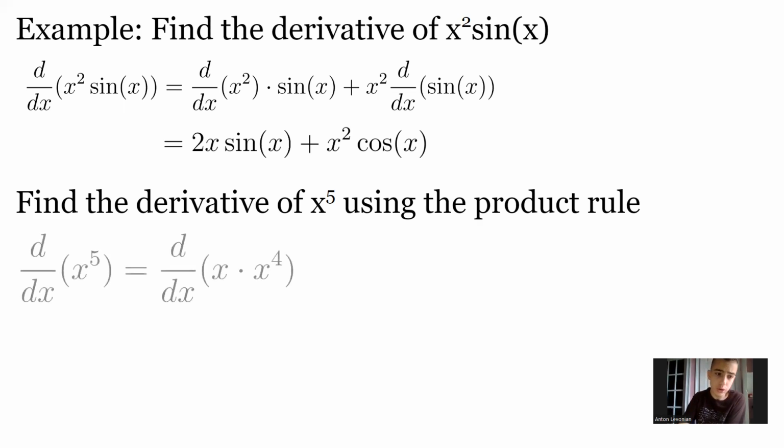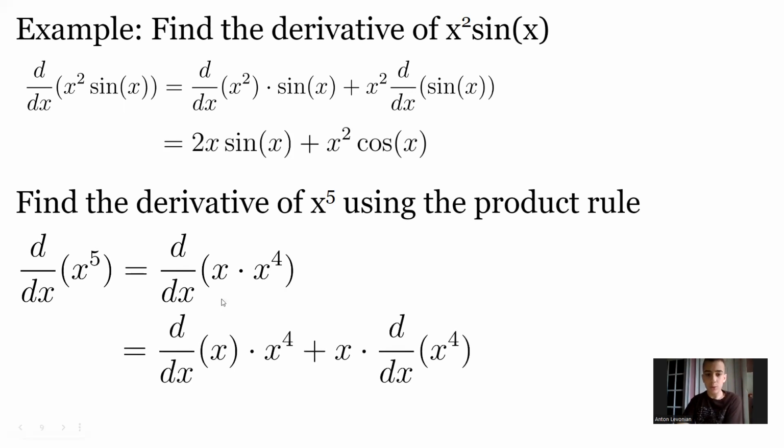And one way we can do this is we can split this up into x times x to the 4th. Then we can use the product rule, just like this. Then this thing right here turns into 1. This thing right here turns into x times, use the power rule here, 4x cubed. And then after simplifying, we get that the answer is 5x to the 4th.